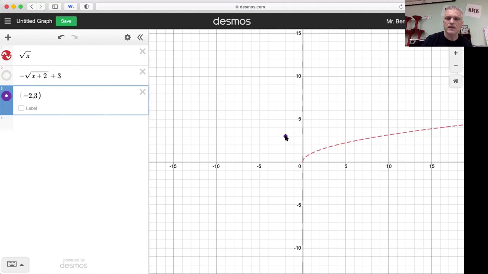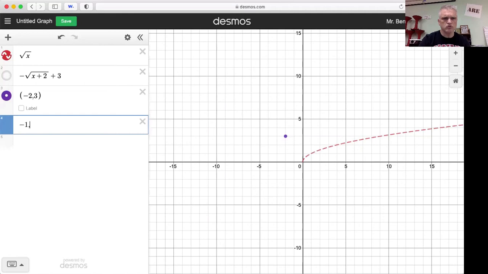So starting at the vertex, we go 1 unit to the right. And when we go 1 unit to the right, we are going down the square root of 1. So it's going to be a point right here. You're going to have a point at negative 1, positive 2. So let's put that point in at negative 1, comma 2. All right, let's label that other guy here. Okay, negative 1, 2, boom.